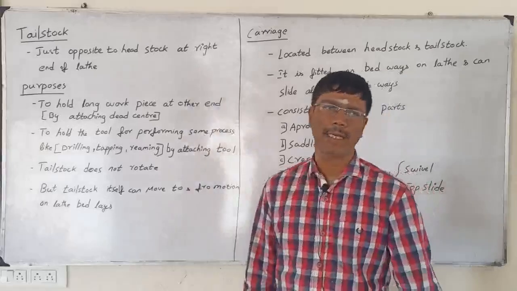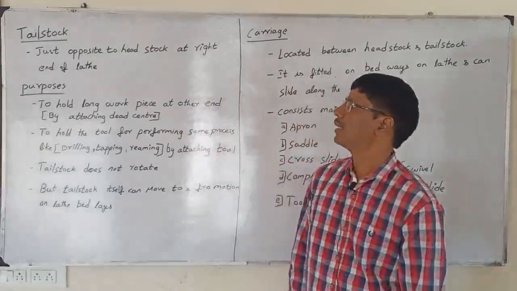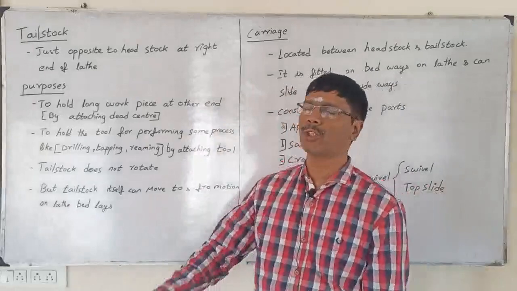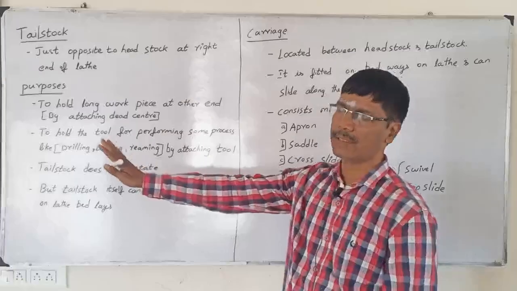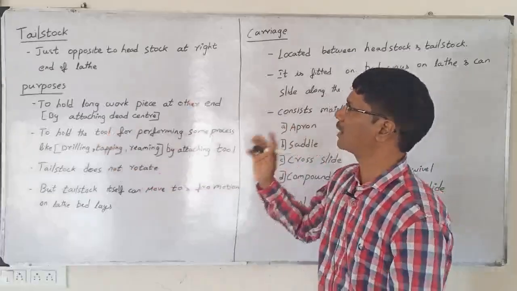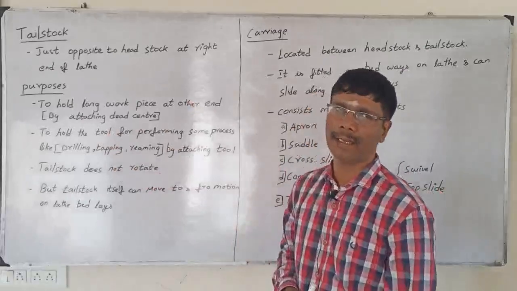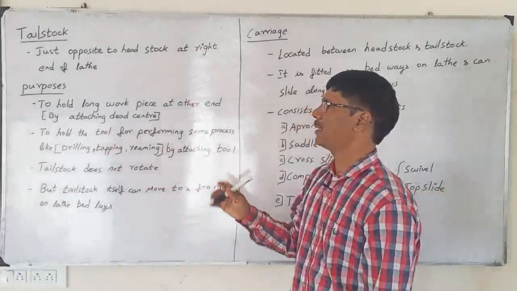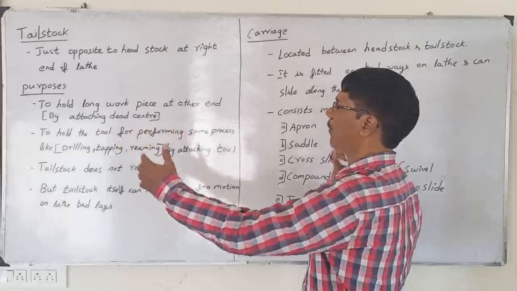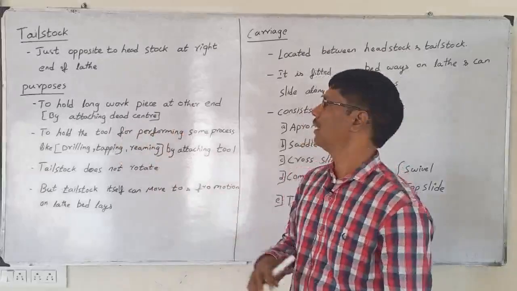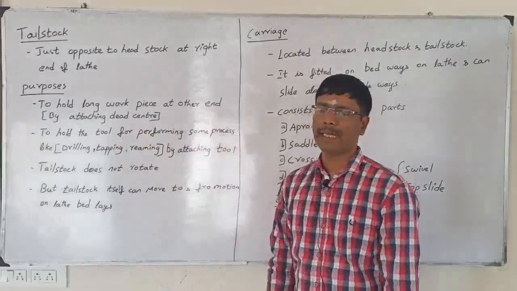Next component on the lathe is tailstock. The tailstock is just opposite to the headstock. Headstock is on the left side, which means the tailstock is just opposite to the headstock at the right end of the lathe. Its purpose is to hold the long workpiece at the other end by attaching the dead center.